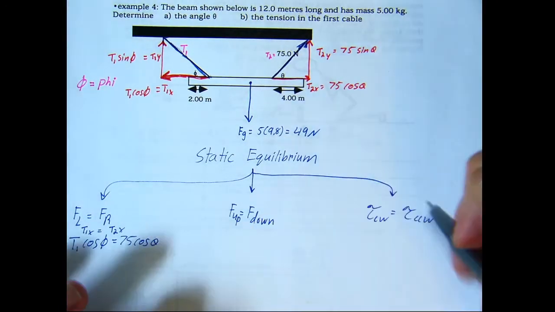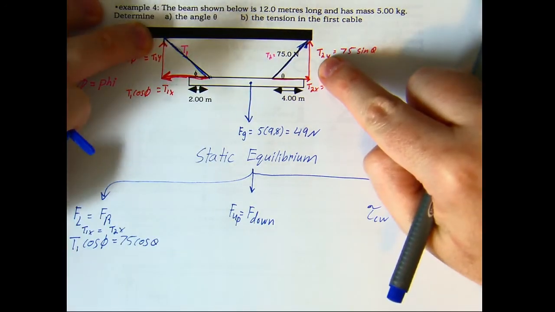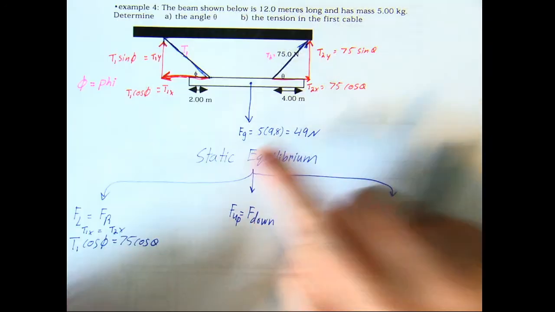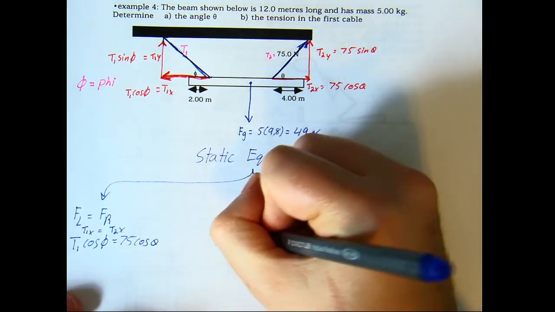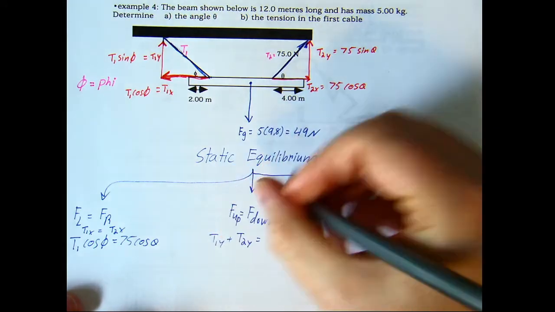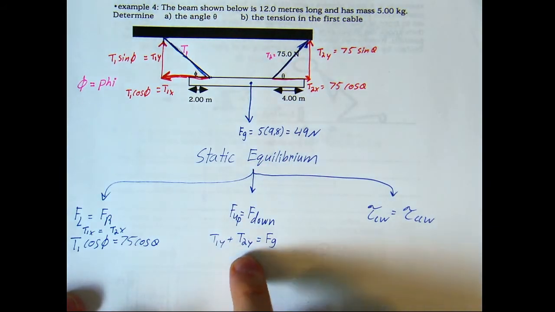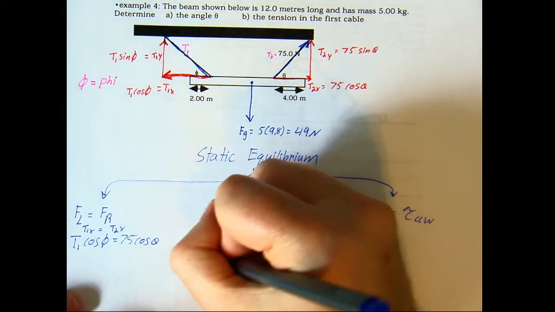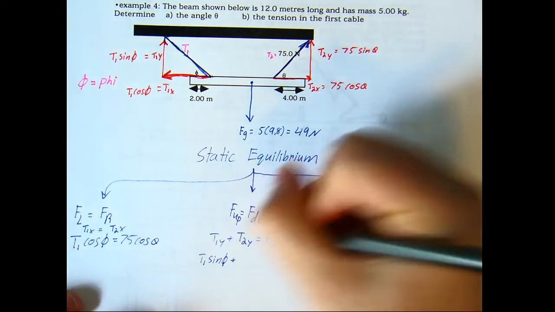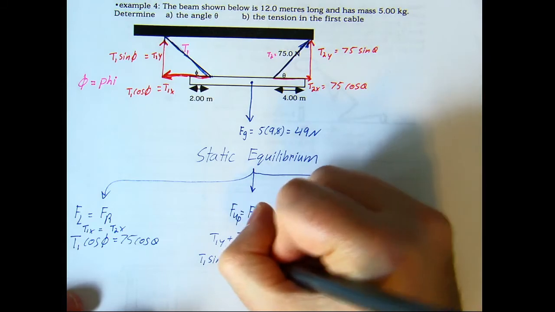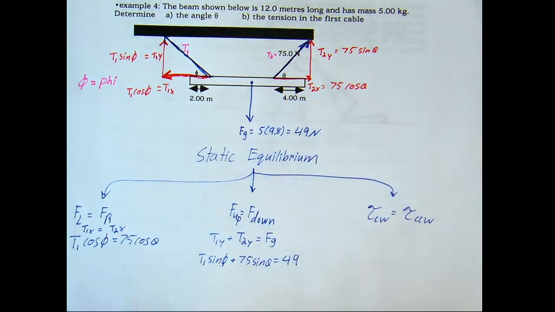So then up equals down. There's two forces acting up, so the two forces acting up have to add up to my force acting down. So I'm going to have T1y plus T2y equal Fg, and so I can put in my expressions for T1y and T2y. T1y is T1 sine phi plus T2y is 75 sine theta, and that's going to equal 49.